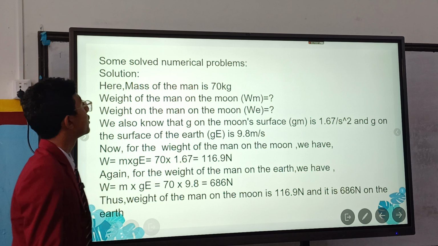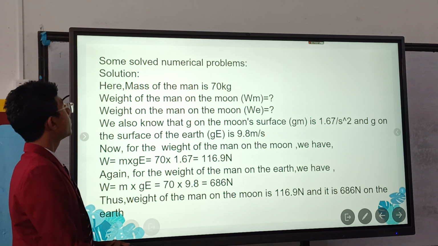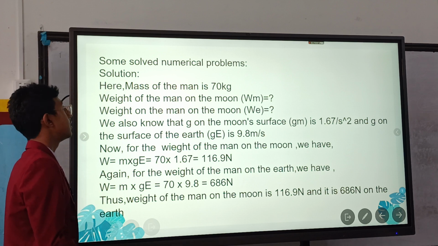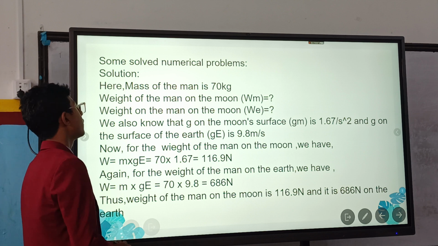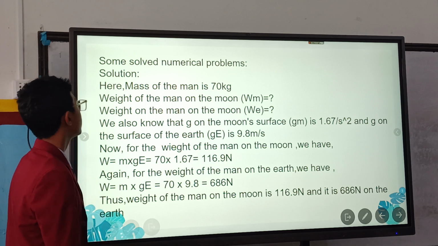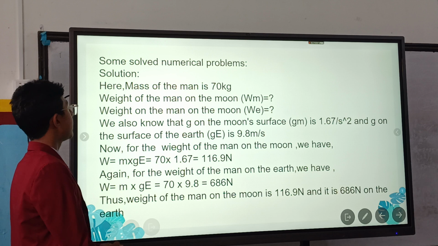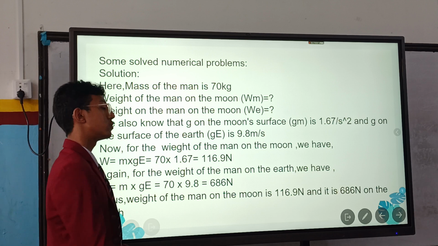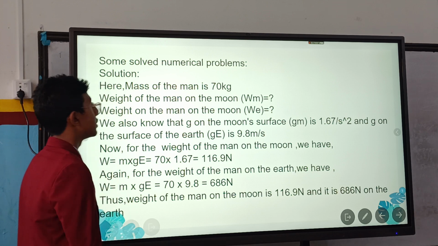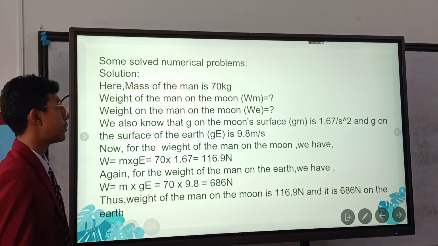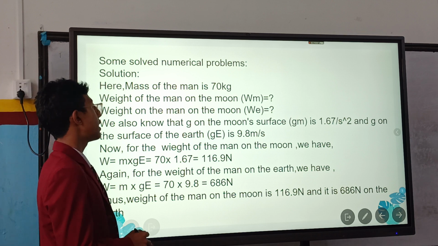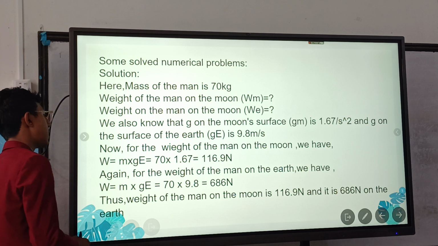Here are some numerical problems. Suppose the mass of a body is 70 kg and we have to find the weight of the man on the moon. We know that g on the moon's surface is 1.67 meters per second square, and on the earth it is 9.8 meters per second square. For the weight of the man, we have W equals m into g.